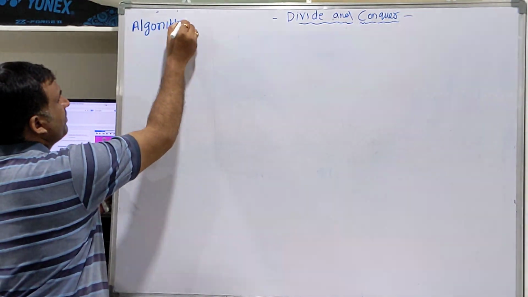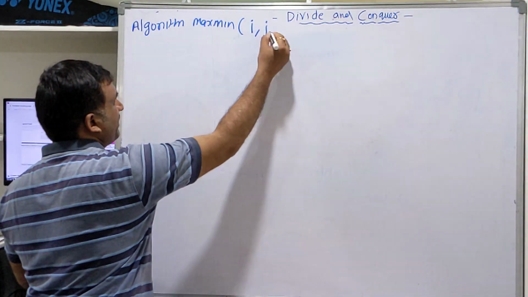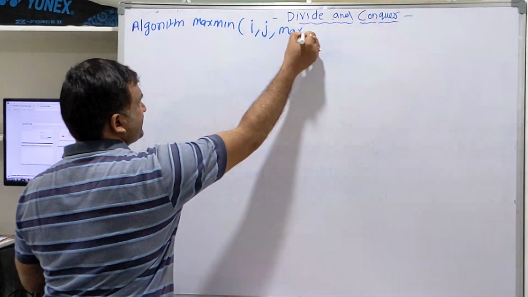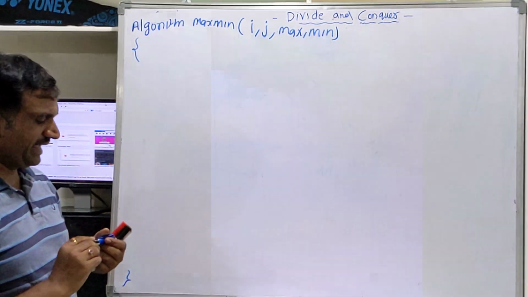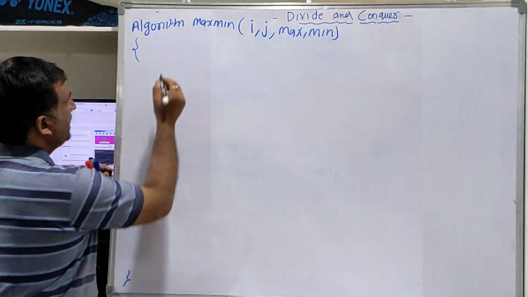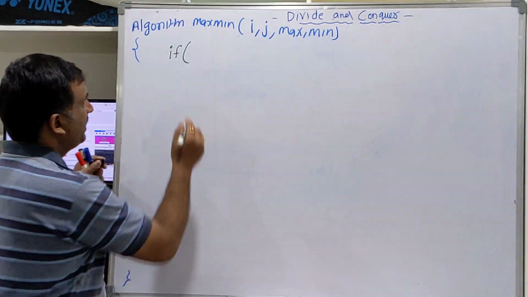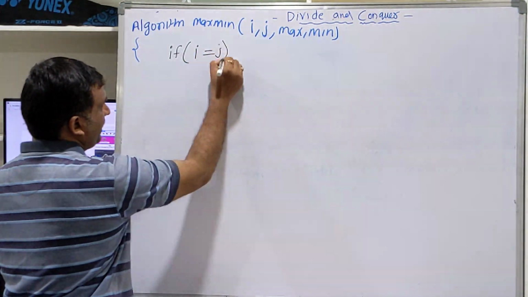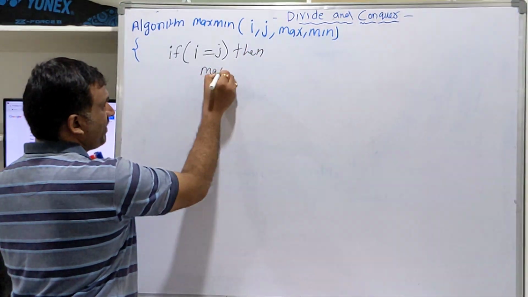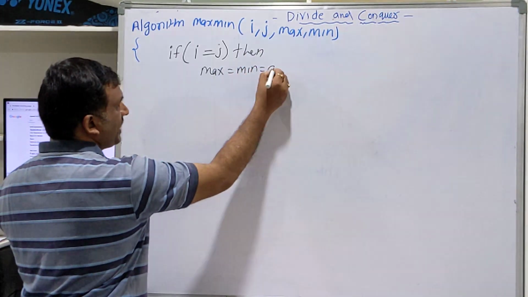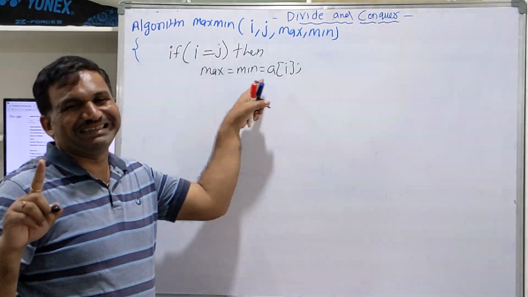So what do you mean by algorithm MaxMin? Very simple. Algorithm MaxMin has four parameters: i, j, max and min. Initially we check whether the problem is small or not. How to check? If i is equal to j. If the problem is small, we have only one element. When it has one element, the maximum and minimum are both a of i only. So that one element is the maximum and also the minimum.